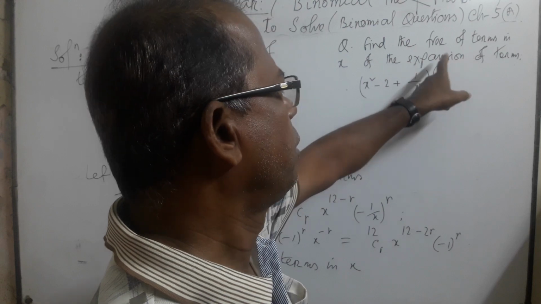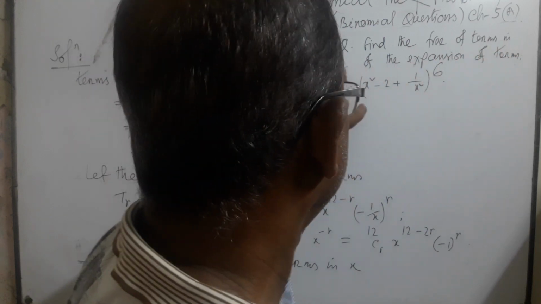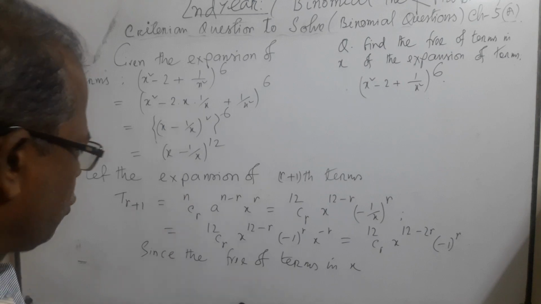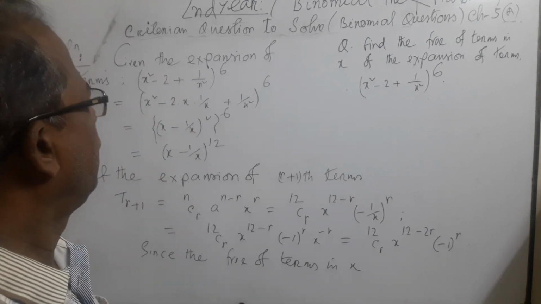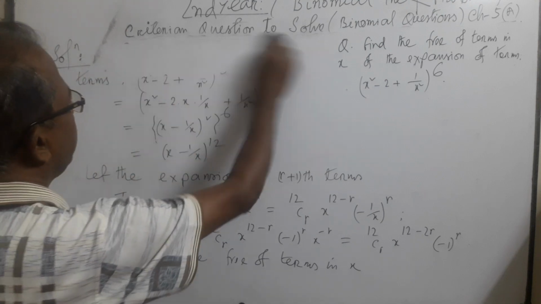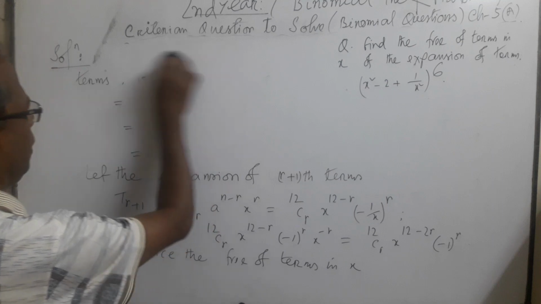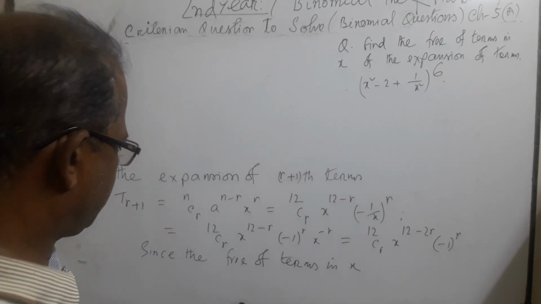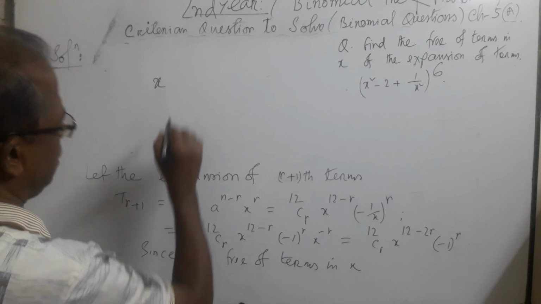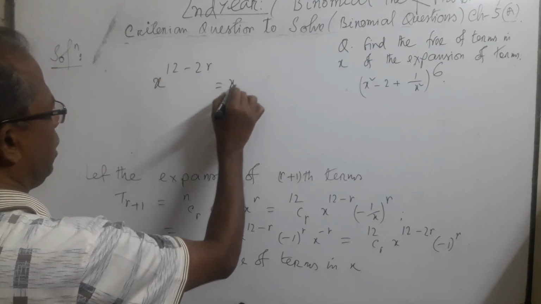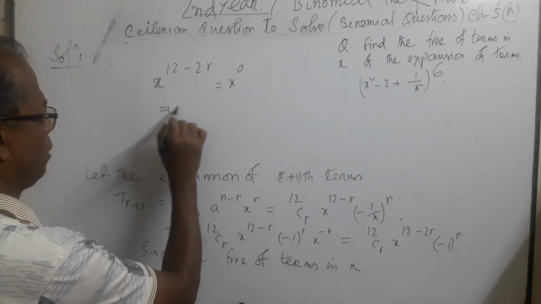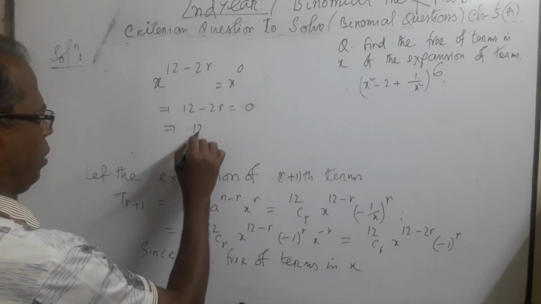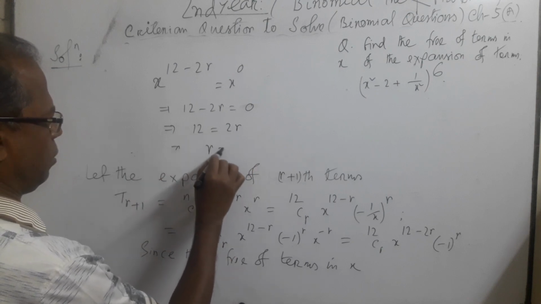Look at the board. We need the free term, the term independent of x, in the expansion of (x minus 1 by x) whole to the power 12. You have to think deeply: free term means the power of x is zero. So x to the power 12 minus 2r equals x to the power 0. That gives 12 minus 2r equals 0, so 12 equals 2r, which implies r equals 6.